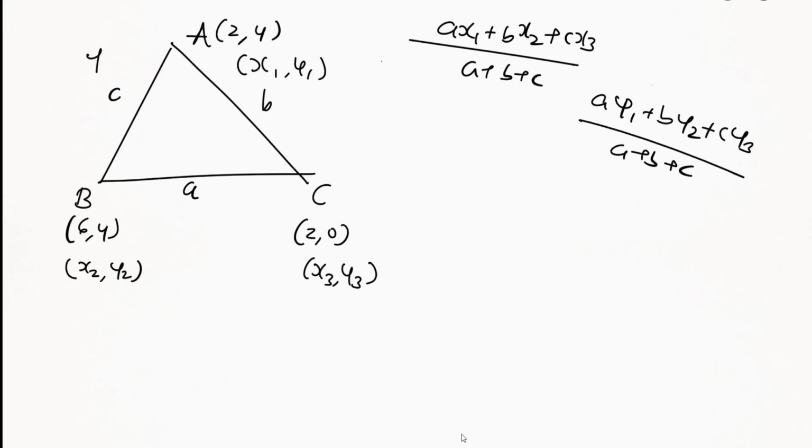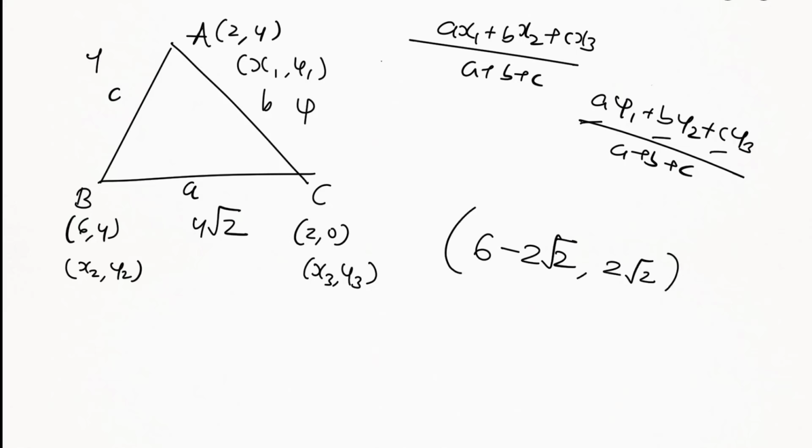This will be 6 minus 4 plus 4, 16, 16, 4 root 2. And b will be again 4. So now you know a, b, c, x1, y1, x2, y2, x3, y3, and if you put all together you will get the answer. I'm just writing the answer. You can try calculating this. 6 minus 2 root 2 and 2 root 2. Let's move to the next question.